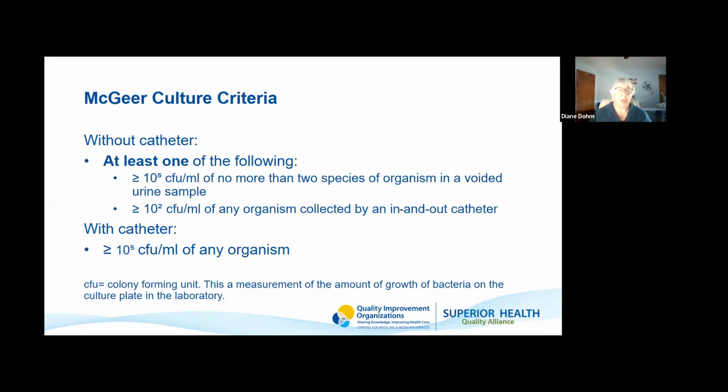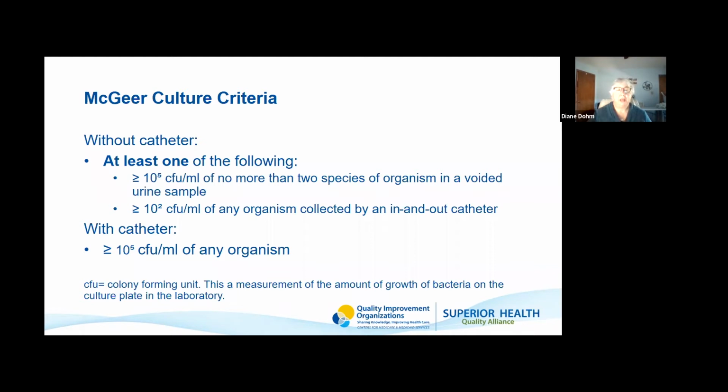So without a catheter, you have to meet one of the following criteria: greater than or equal to 10 to the 5 of no more than 2 species in a voided urine sample, or greater than or equal to 10 to the 2 colony forming units of any organism collected by an in and out or an intermittent catheter. So how does your laboratory report these? Are you seeing this type of number?